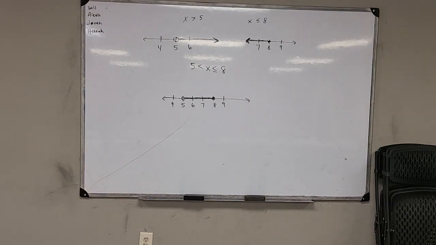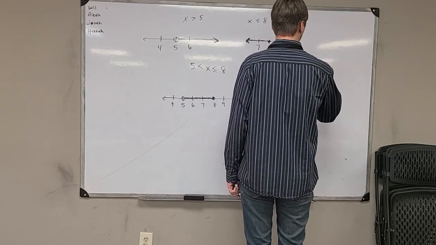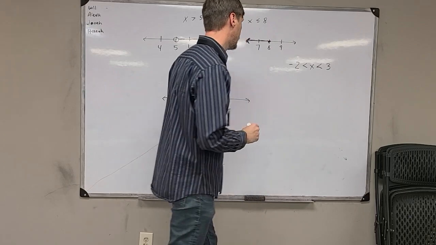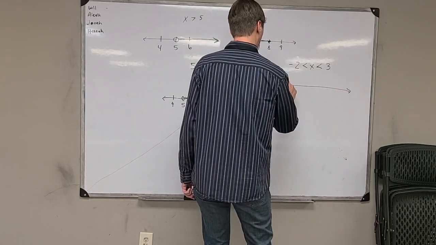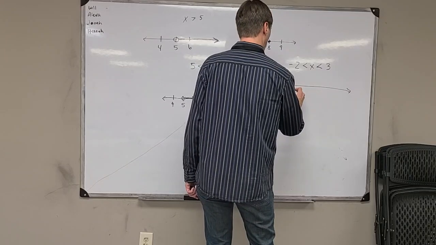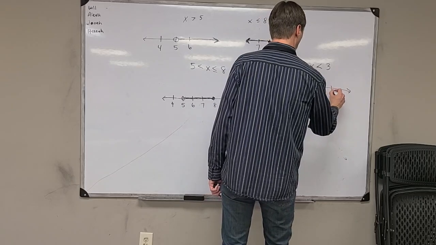Any questions about that? No? What about this? What if I have -2? What if I have that? I'm going to do what I did before. I'm always going to go one less than my lowest number, and one bigger than my highest number.